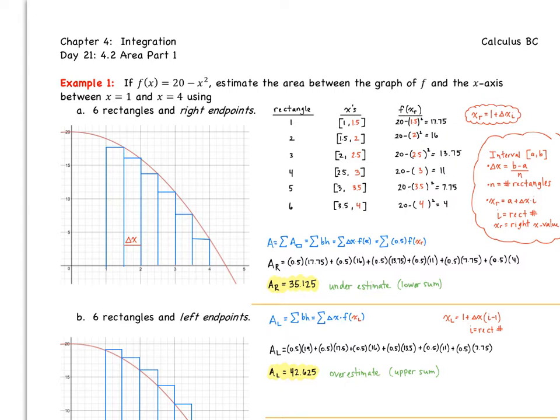Today we're going to look at finding the area under a curve, estimating the area using rectangles, and talking about summation. So this first example, we're given our curve f of x equals 20 minus x squared. We want to estimate the area between the graph and the x-axis, between x equals 1 and x equals 4. We want to create 6 rectangles where the right endpoint is on our curve.